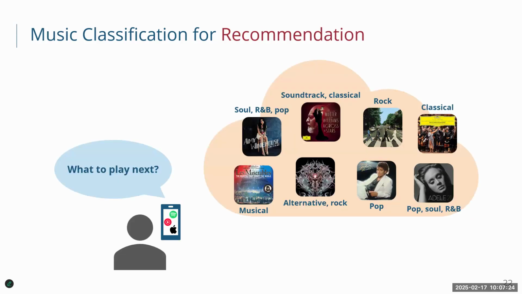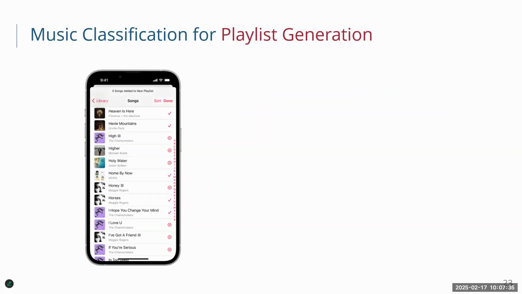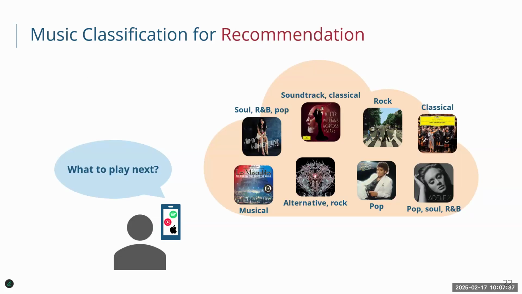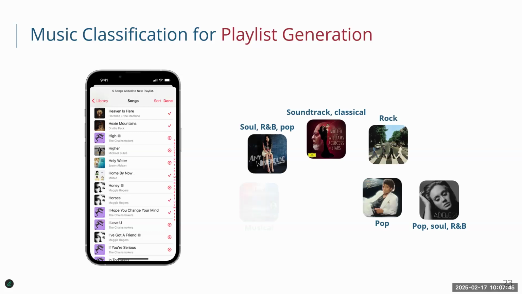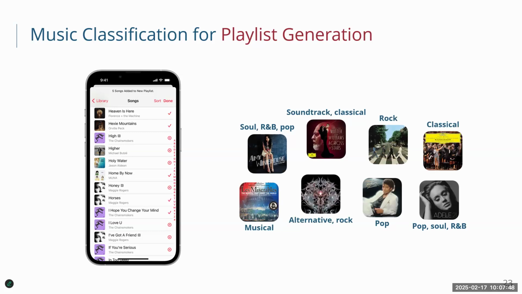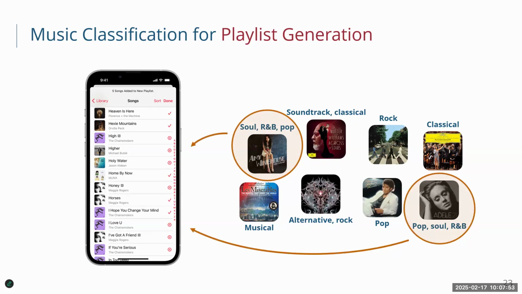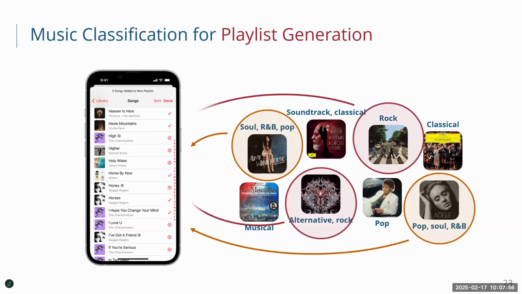So recommendation takes different forms, but the biggest question is what to play next. One way to think about it is playlist generation. That's pretty much playing next several times, which is a playlist. So you have a bunch of different genres. You can say you want a soul playlist or an R&B playlist, then you can just grab them. If you want rock, you can grab that. This is a more traditional way of doing it.